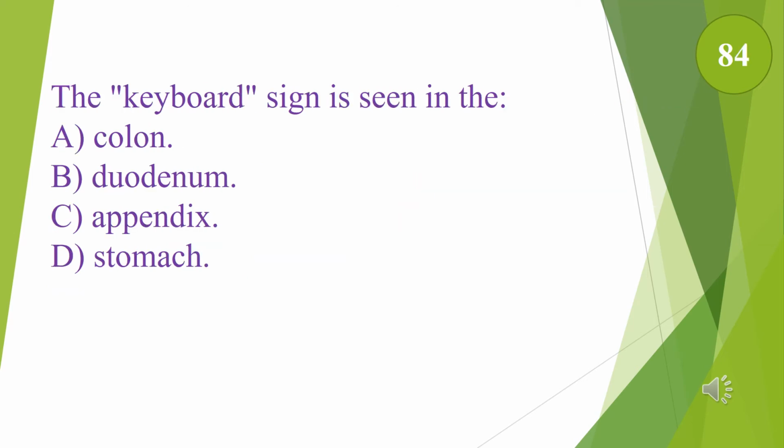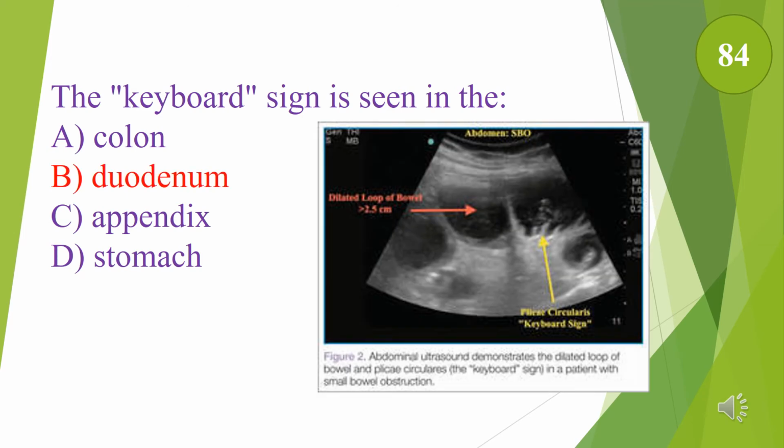The keyboard sign is seen in the: A. Colon, B. Duodenum, C. Appendix, D. Stomach. The answer is B, duodenum. The keyboard sign is seen in the duodenum.